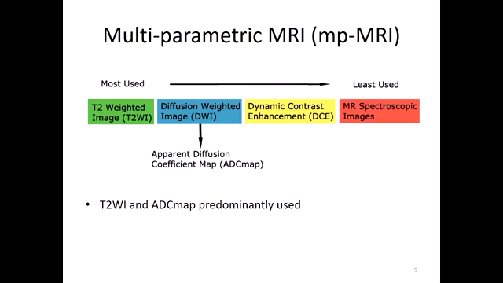And the least used is MR spectroscopic images. I've only seen them mentioned in one paper out of all the papers I've read. And so that's the least used. So basically, the T2 weighted and the ADC map are predominantly used, and those are the 2 image modalities I will be using in this study.